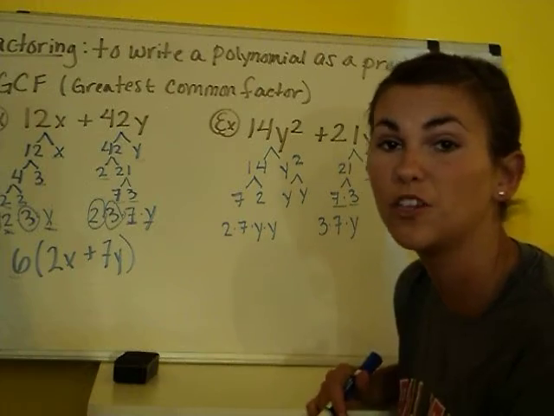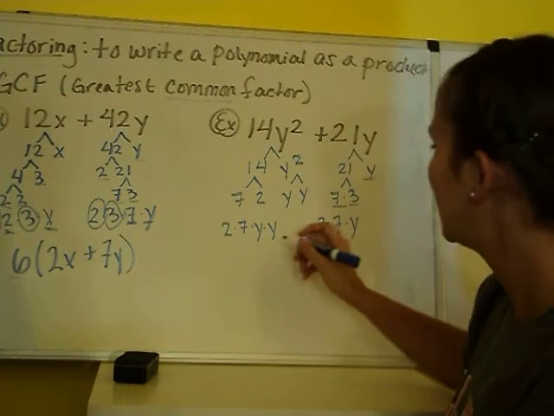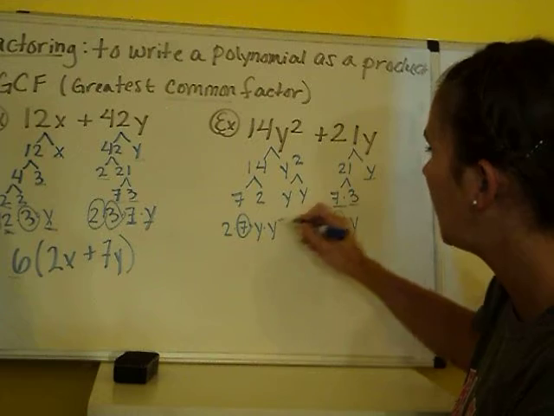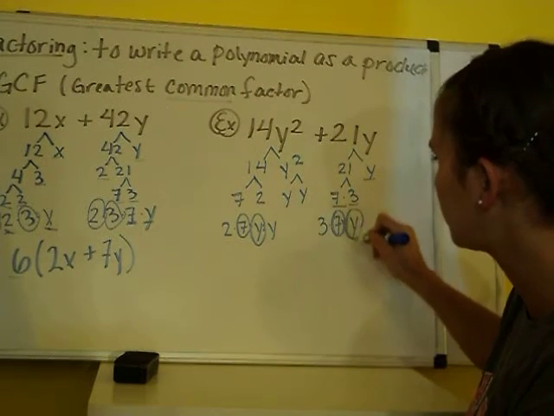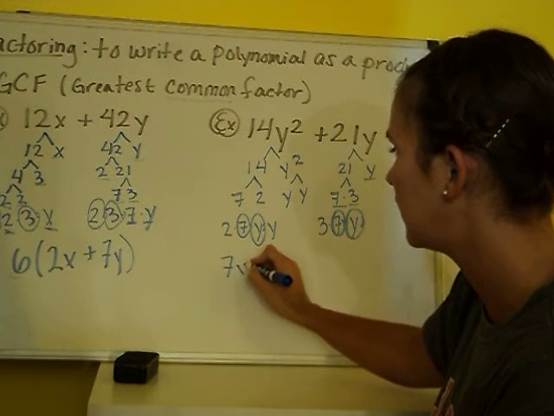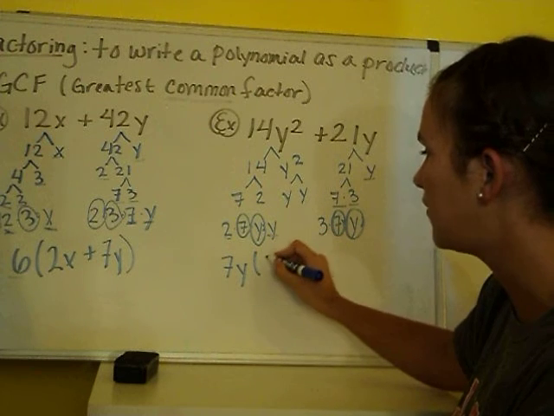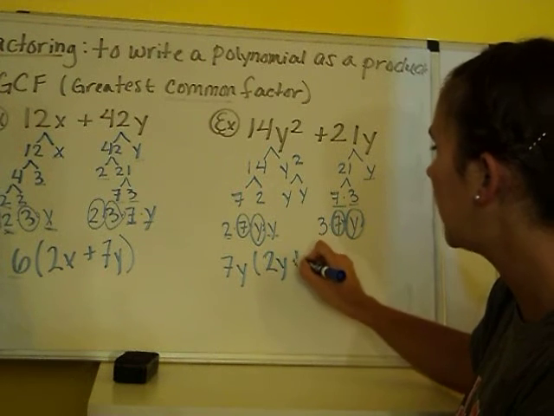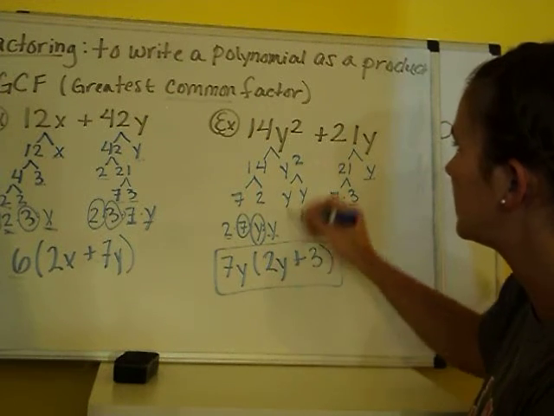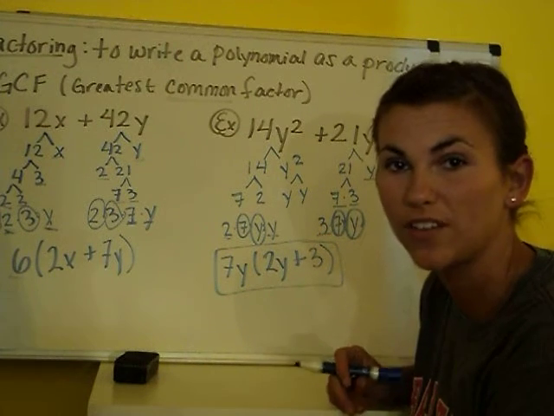Okay, so now we need to figure out which ones they have in common, hence greatest common factor. So they don't share 2, they do share 7, and they also share 1y. So our greatest common factor here is 7y. Now I write the leftovers. In the first term I have a 2 and a y left, which is 2 times y, plus my 3 over here. So this is 14y squared plus 21y written as a product using greatest common factor.